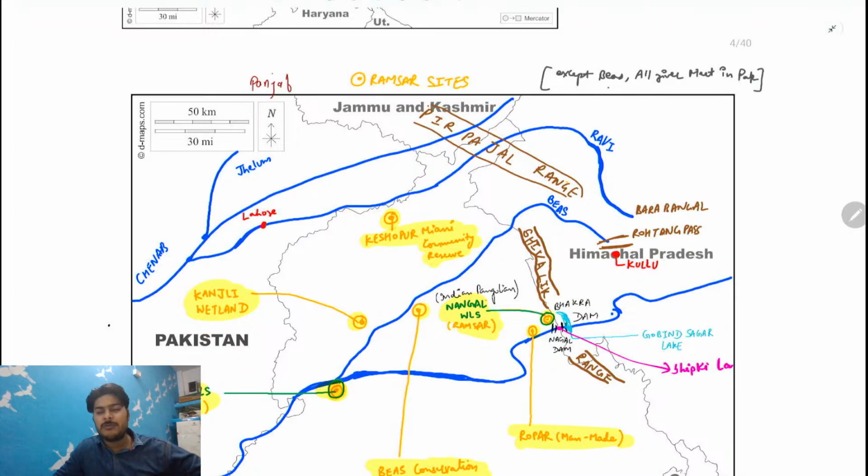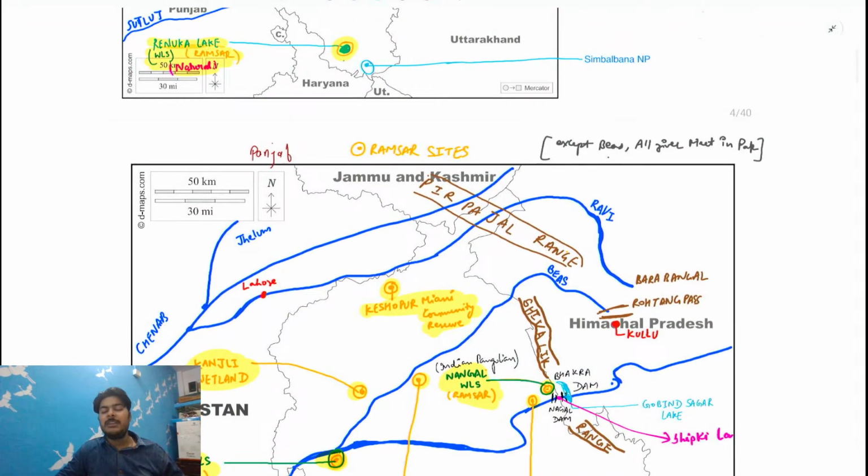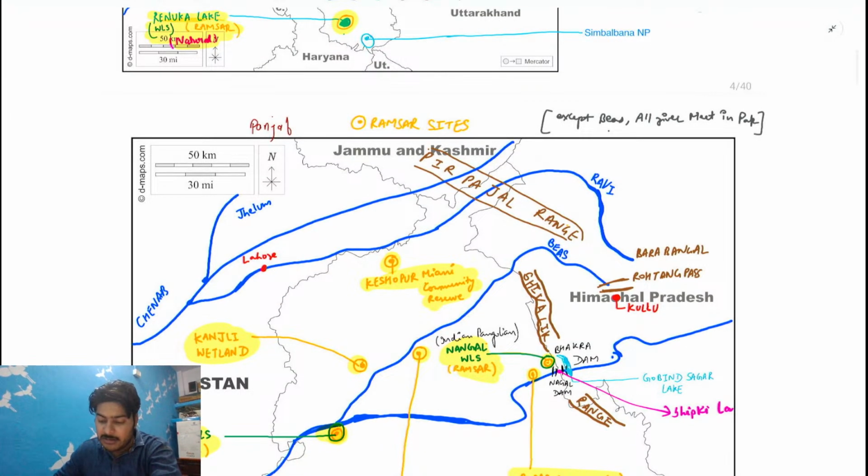Shipkila Pass. What is the meaning of Shipkila? What does La mean? La means pass. Simply, the meaning of La is pass. Shipkila is that area, so it is called Shipkila Pass. Or maybe the name can be anything. There is no proper rule that a name has to be kept in a particular way.